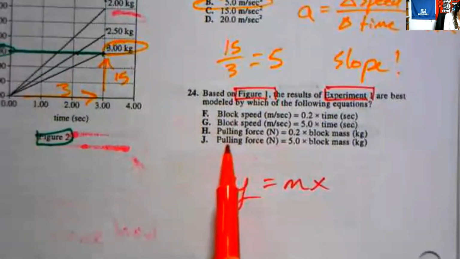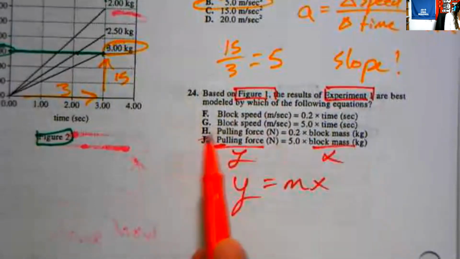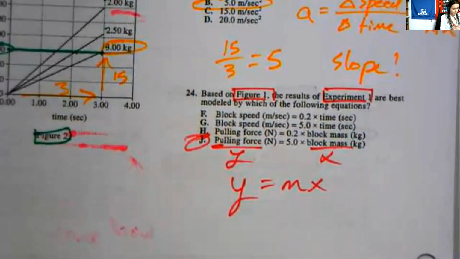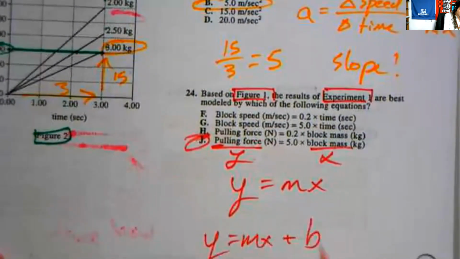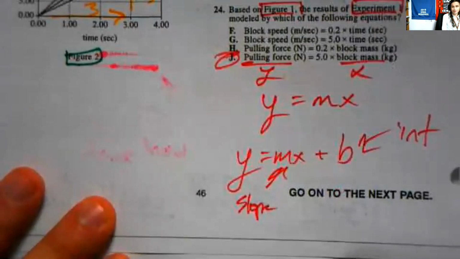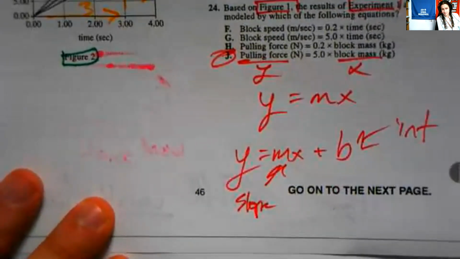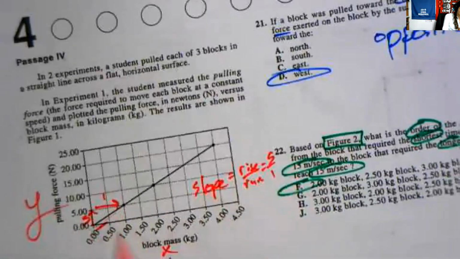Pulling force is on the y-axis. Block mass is on the x-axis. Looks like my answer is J. If you didn't remember, that's slope-intercept form. Y equals mx plus b, where m is the slope and b is the intercept. We'll talk more about that when we get to algebra. But here's your slope and your intercept down here at 0.